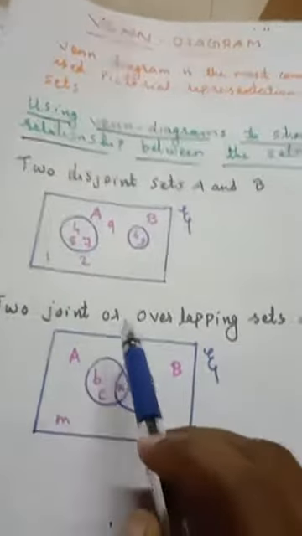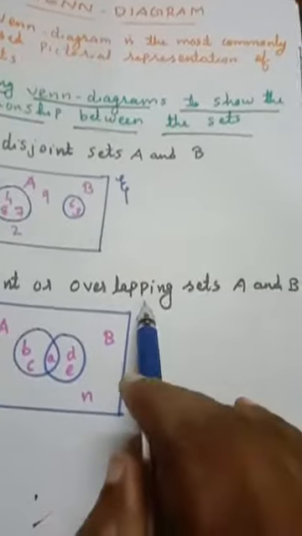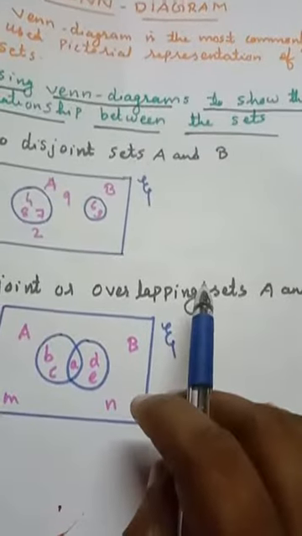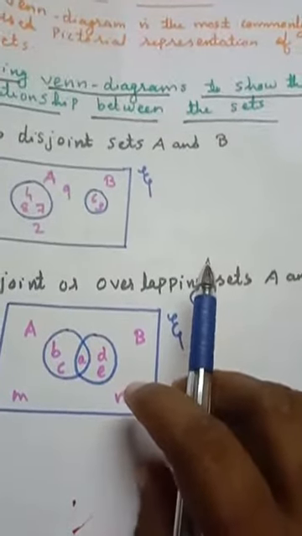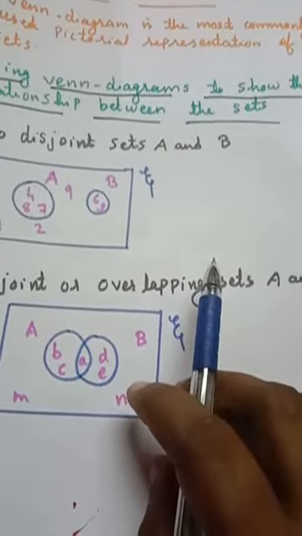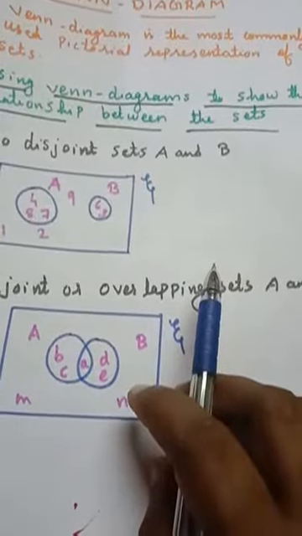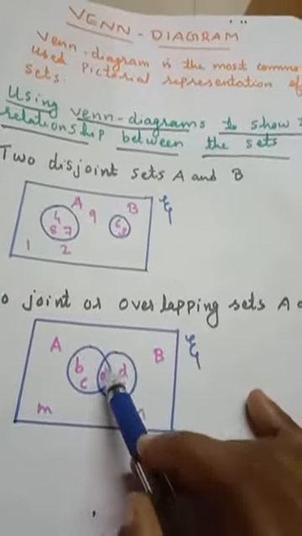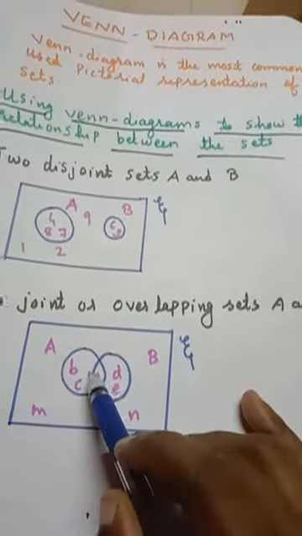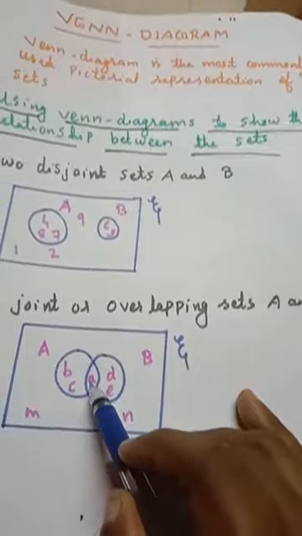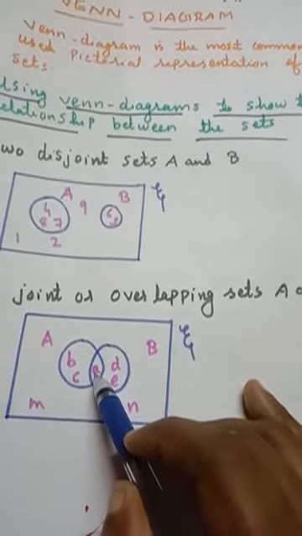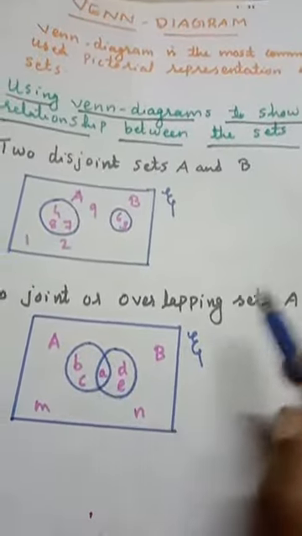Then two joined or overlapping sets A and B. How to mark two joined or overlapping sets? What do you mean by overlapping set? If two sets are called overlapping, then they have at least one element in common. Suppose here A is equal to {A, B, C} and B is equal to {A, D, E}. Here which is common? The element A is common. So this is overlapping set.